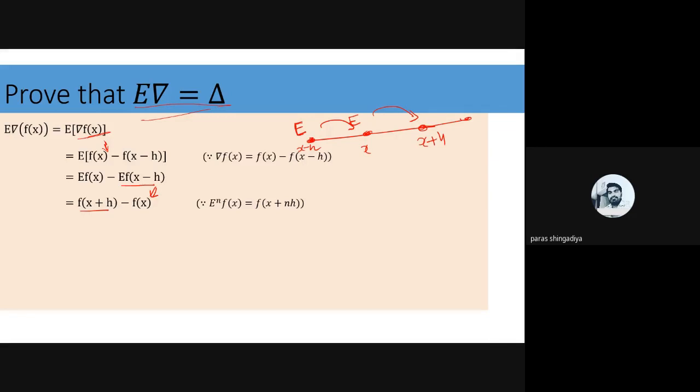So what will be the output after x minus h? That will be the f(x) output, the function's value at x, so it is known as f(x). So you'll get f(x) here. If you are applying E to x, you'll get x plus h. If you are applying E to x minus h, you will get f(x). And so on. So it is f(x plus h) minus f(x). And what is the formula of f(x plus h) minus f(x)? That is delta f(x). So for every function we can write E nabla is equal to delta. For any function you can prove this.